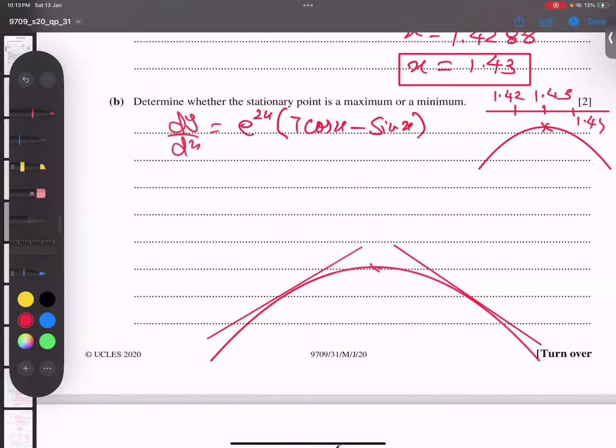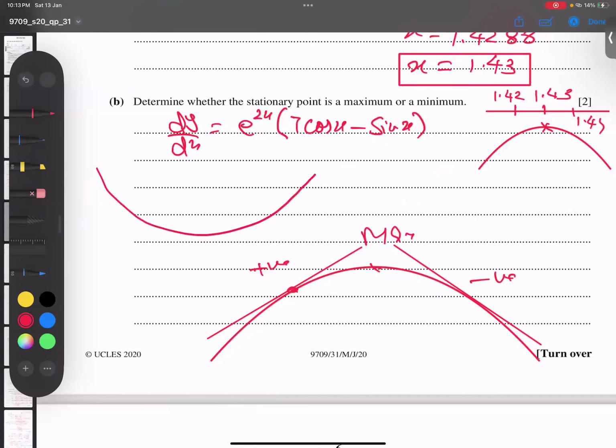Okay, you see this. This is just before 1.42, and this is just after 1.44. So I will find the gradient at 1.42 and the gradient at 1.44. Student, if this is a positive gradient coming in and here a negative gradient, it means it is going up and then coming down. So it's called a point of maxima.